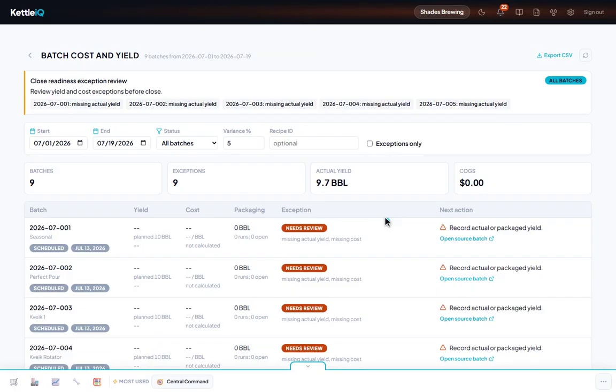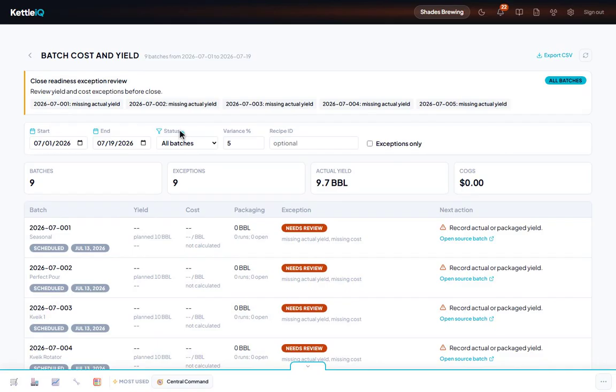Click a batch and I'll show you the breakdown, which ingredient costs drove the total and where volume was lost or gained. Use the date range and recipe filters to spot patterns. If one recipe consistently yields under target, that's worth revisiting the process or the recipe's assumptions, rather than treating every shortfall as a one-off. This is also where you confirm your actual cost per unit before pricing decisions.